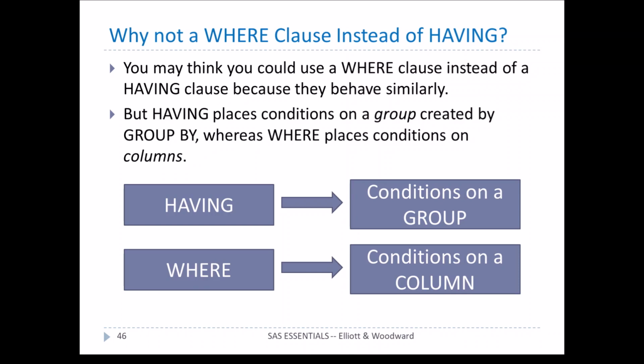Now, why not a where clause instead of a having clause? You might think that you could use a where clause instead of a having clause because they seem to behave similarly, but there's a slight difference. Having places conditions on a group created by group by, whereas where places conditions on the column. So as we noted, when we use having, we also have a group by. So having applies conditions on a group, whereas the where clause applies conditions to a column.